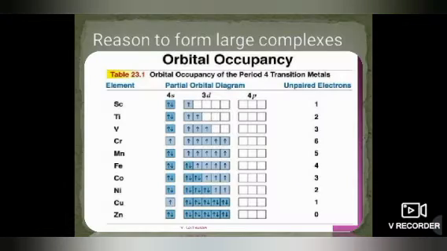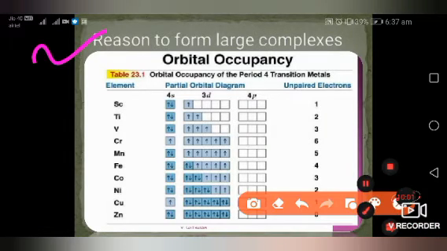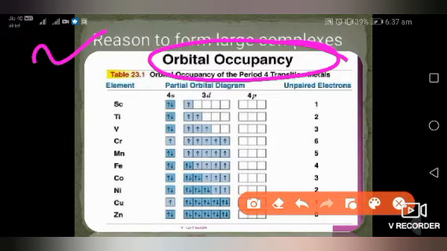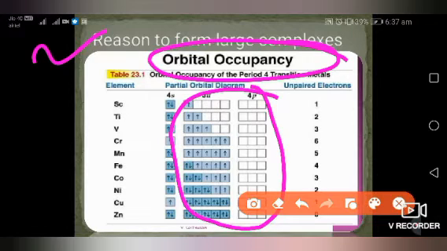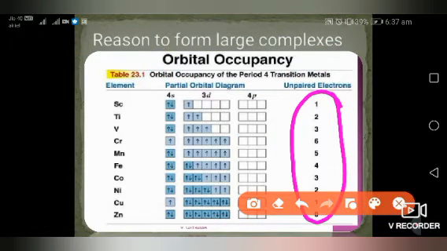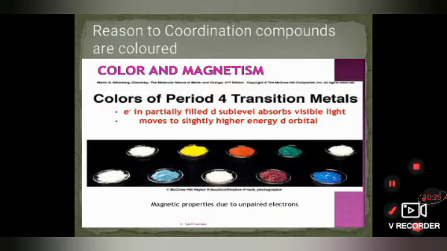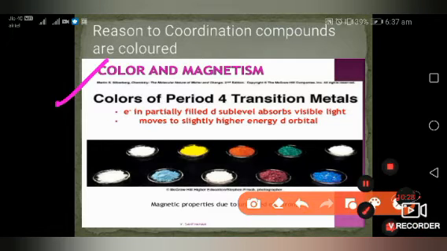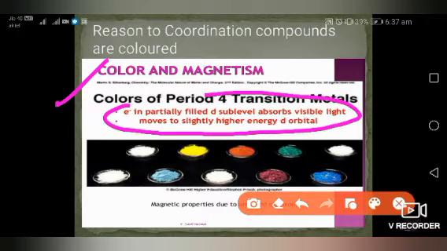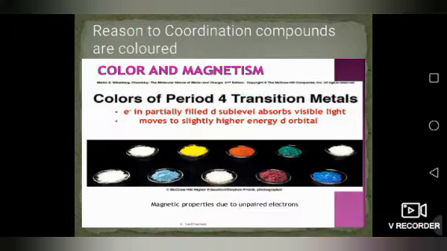Okay, so this is all about it, and what is basically the reason for a d block element to form such large complexes? That is orbital occupancy. It means there is so much vacant space in the orbitals that electrons can be shared, and it can make this number of bonds because of the unpaired electrons. Because of that there is a tendency, a probability, to form large complexes. Because of that, the lanthanide series form coordination compounds. There is also a reason why coordination compounds are colored, because they have electrons in a partially filled d subshell which absorbs visible light and moves to a slightly higher energy d orbital. There is also the magnetic property, which is due to unpaired electrons.